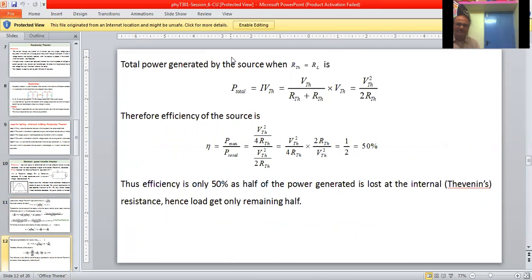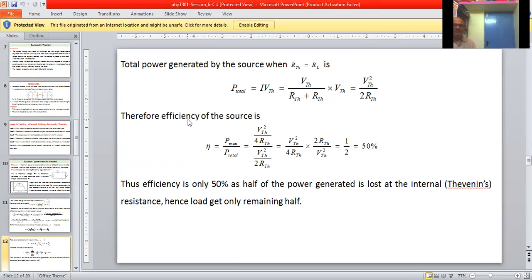Then the total power generated by the source when RTH is equal to RL is calculated as P total equal to I into VTH, where I is the total current flowing in the circuit. Substitute the value of I here and VTH here, simplify it, and it becomes VTH square divided by 2 RTH.